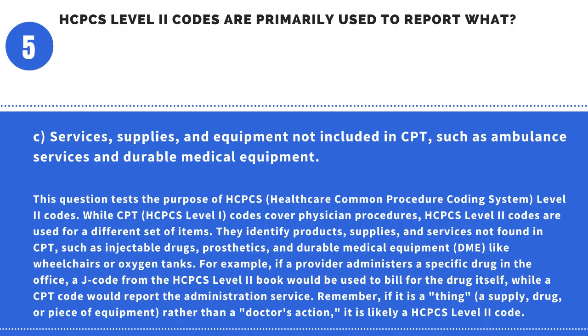For example, if a provider administers a specific drug in the office, a J-code from the HCPCS Level II book would be used to bill for the drug itself, while a CPT code would report the administration service. Remember, if it is a thing, a supply, drug, or piece of equipment, rather than a doctor's action, it is likely a HCPCS Level II code.